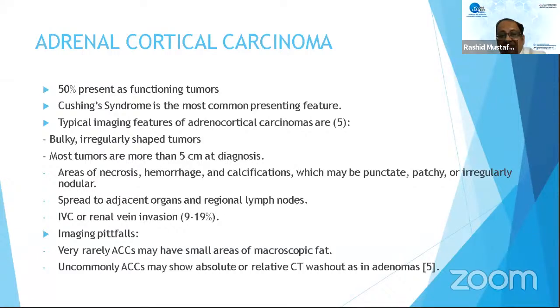They show areas of necrosis, hemorrhage and calcification, which may be punctate, patchy, irregular. At the time of discovery, they may spread to adjacent organs and regional lymph nodes. And they often show IVC and renal vein invasion in around 10 to 20% of cases.